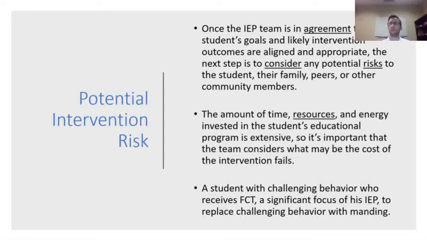I would just say also consider a student with challenging behavior who receives functional communication training. This is a significant focus of his IEP, and the purpose is to replace challenging behavior with manding. Now, if delays to reinforcement, intermittent reinforcement, and demand fading aren't implemented to ensure that the student also benefits from academic or life skills instruction, then we might say that the cost of implementing a program so heavily focused on FCT may be too high. That's another example.